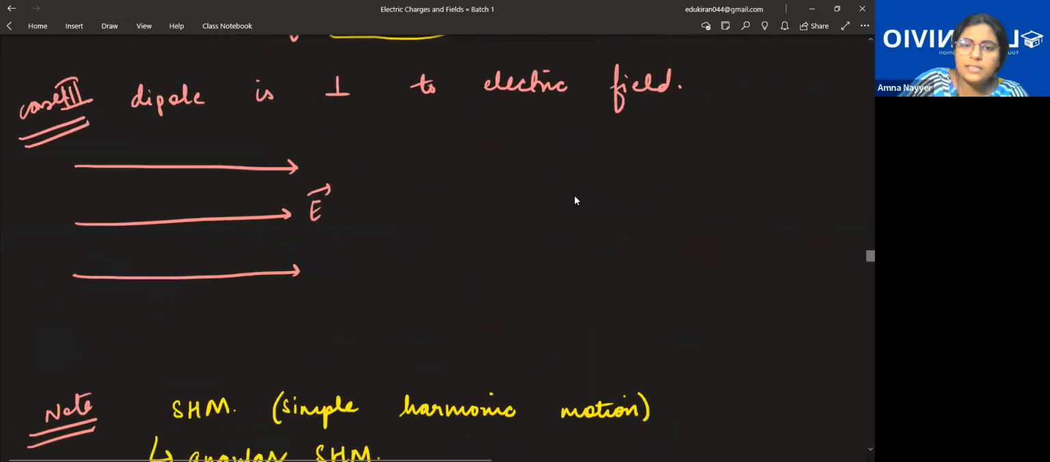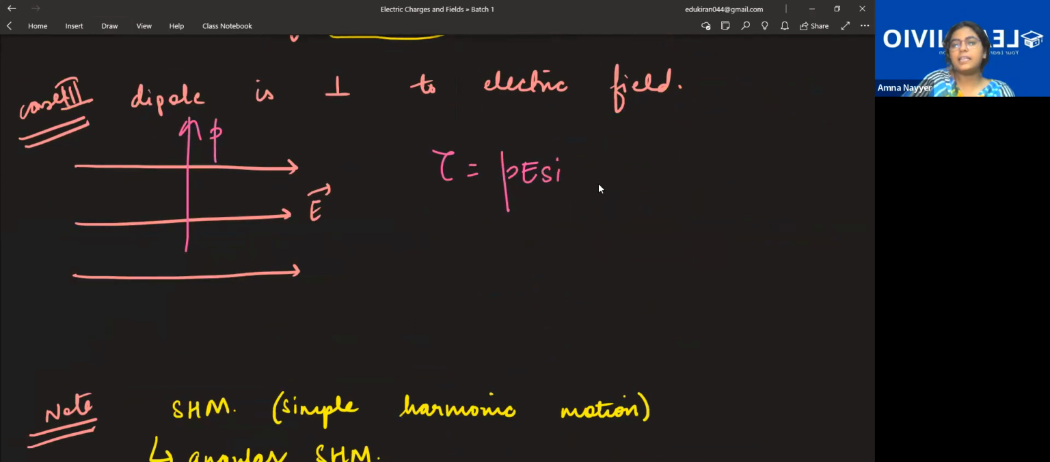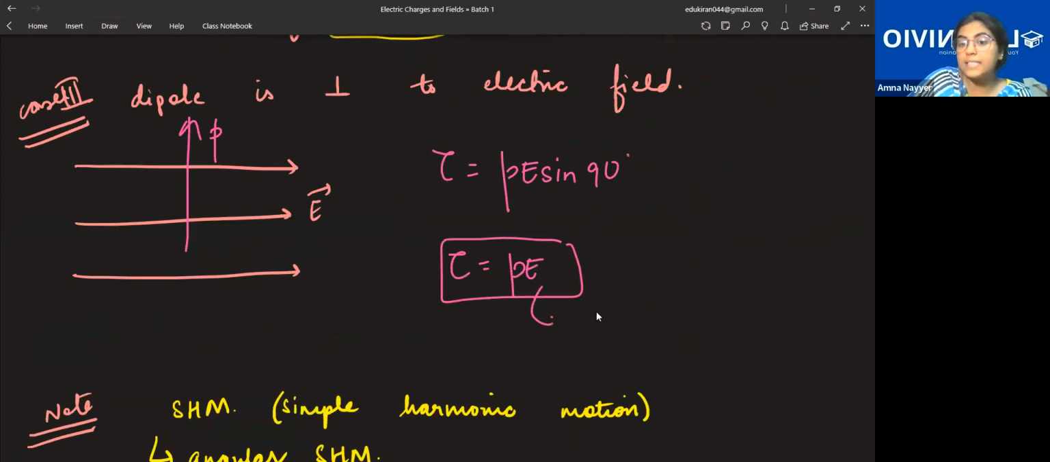The third case is when the dipole is kept perpendicular to the electric field. Now what is happening? Torque is equal to PE sine 90 degrees. Sine 90 is 1, so torque will be just PE. This is the maximum value of torque possible. There won't be any rotation in this case because it is perpendicular.